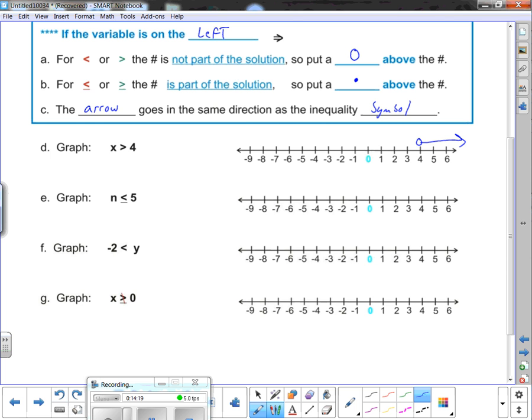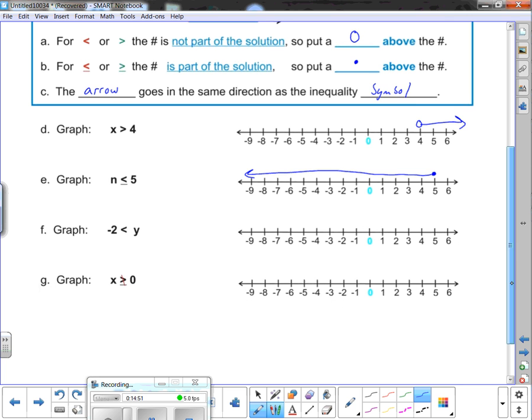Okay, look at the second one. Graph n less than or equal to 5. So I have to go to 5 on the number line. I'm going to put a dot over the 5 because this time the 5 is included, the equal to part. And my variable's on the left, so my arrow goes in the same direction as my symbol. And again, any number underneath the line is part of the solution. All of those, all the way to negative infinity, is part of the solution.